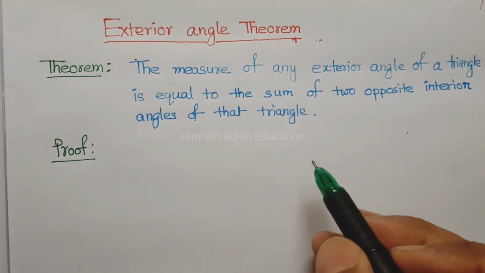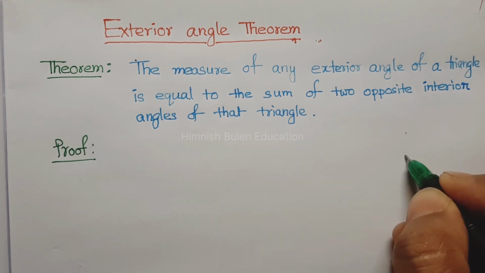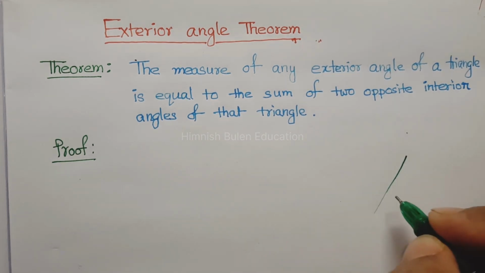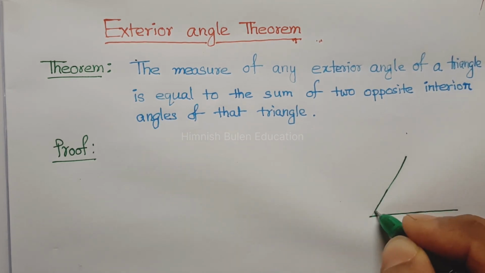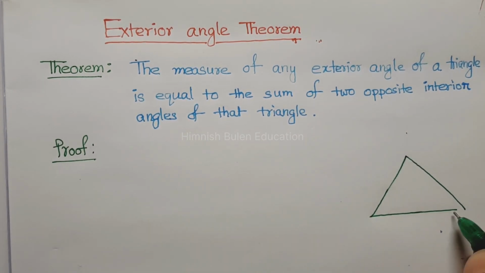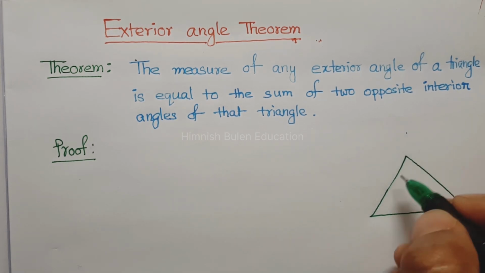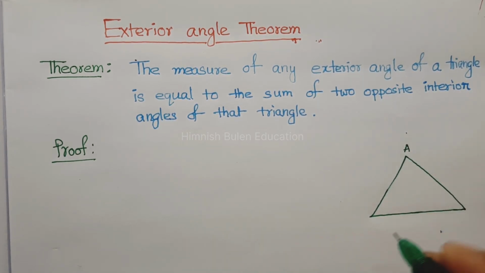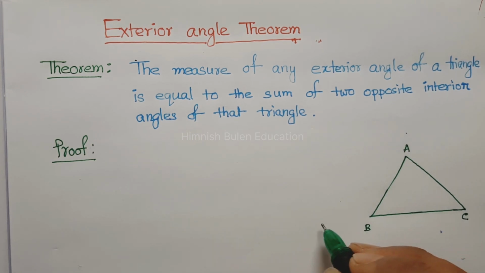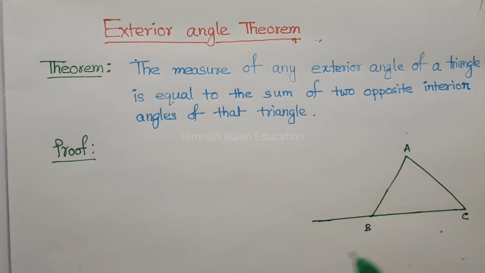To prove this theorem, let's draw a triangle. So here ABC is a triangle, and if we extend this side BC to the point D, then it forms an exterior angle. So let's write first.